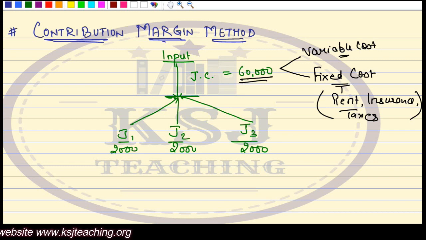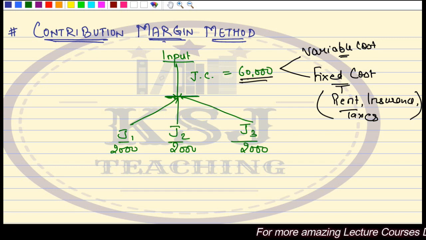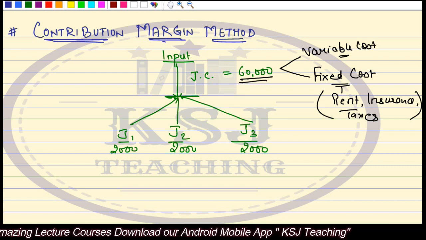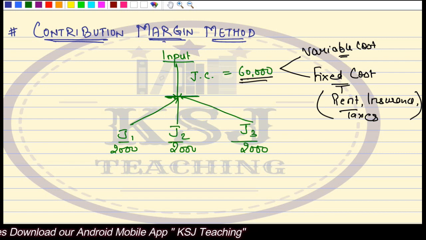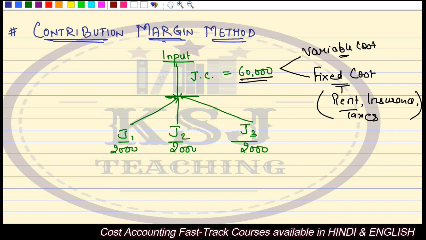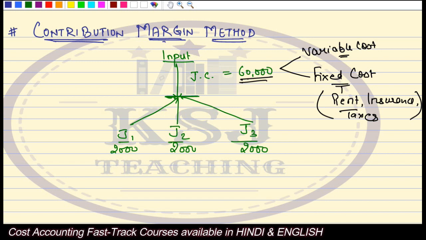So we say that this joint cost of 60,000 will have two elements. One is the variable cost and the other one is the fixed cost, right? So how to distribute the variable joint cost between these three products, and how to distribute the fixed joint cost among the three products, that is J1, J2 and J3? This is the point in this contribution margin method, how we are going to distribute it, right?